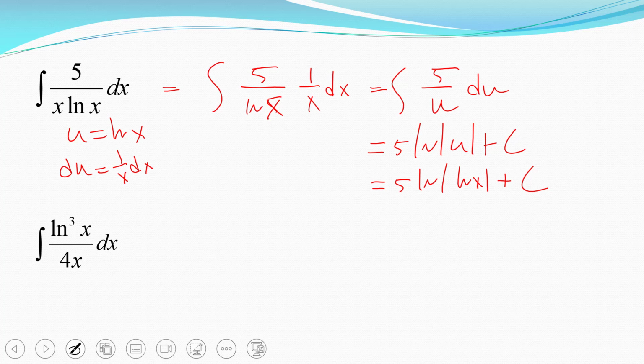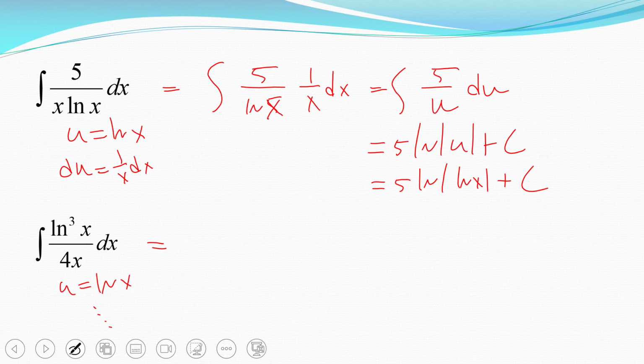So in this second problem, I want to know what's the integration of the natural log cubed of x divided by 4x. The minute I see a logarithm, I'm going to try u equals the natural log of x and just see where it goes. So I'll make u equal to the natural log of x. Notice, though, that the work here is the same as above. So instead, I will just rewrite this a little bit to make it obvious for you.